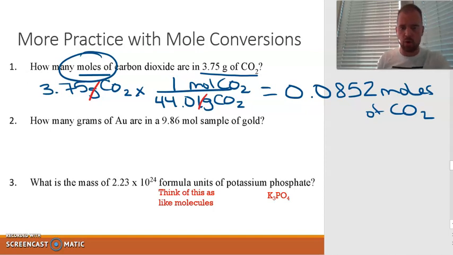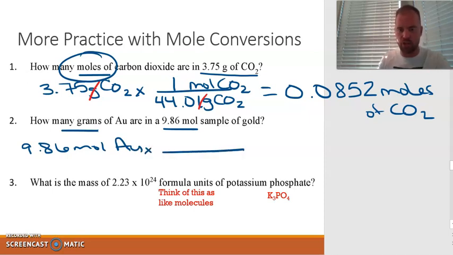In the second problem, we're going the other way. How many grams are there in 9.86 moles? So we have 9.86 moles. And what are we looking at? We're looking at gold, which is Au. This time I'm going the opposite direction. I want to go from moles of gold to grams of gold.